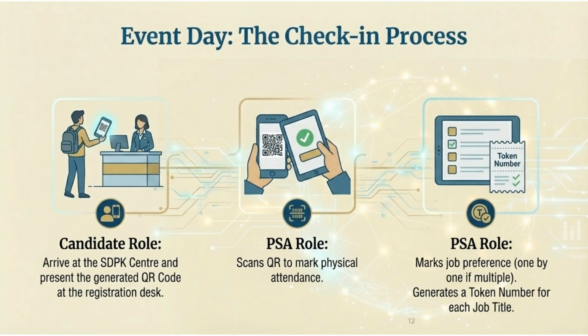On event day, the check-in process begins with the candidate role, arriving at the center and presenting their QR code. The PSA role scans the QR to mark physical attendance. The PSA then marks job preference and generates a token number for each job title.